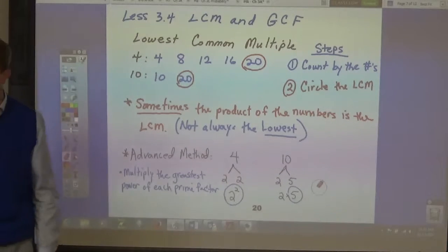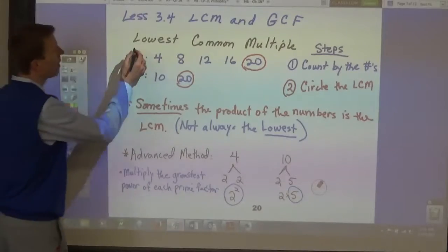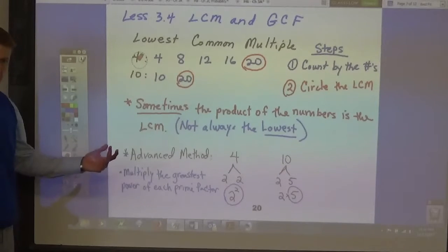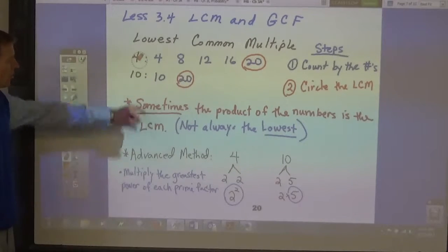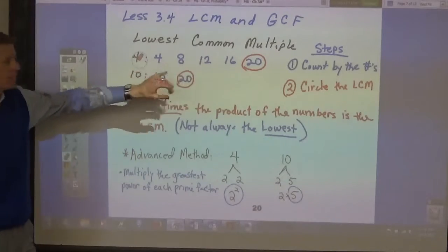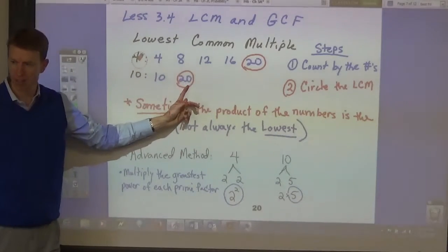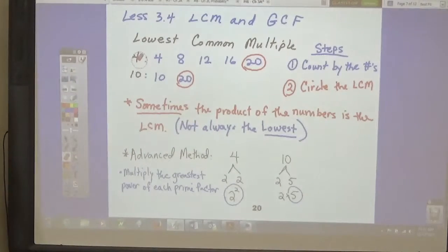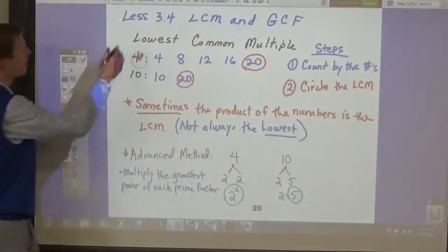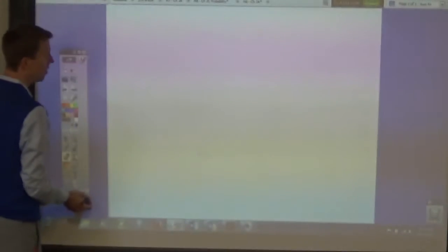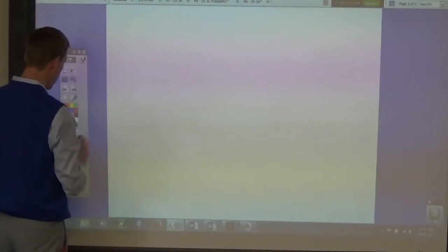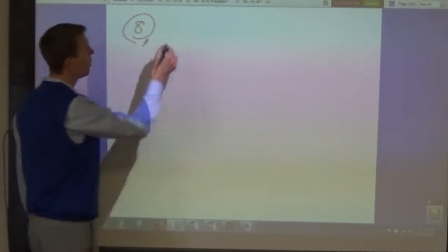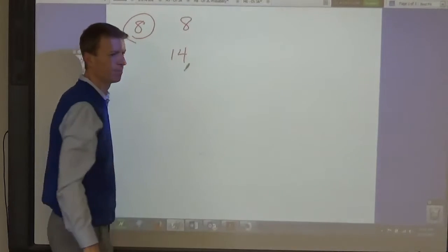You get multiples? Yeah. So if it says, what is the lowest common multiple of two numbers? One way to find the lowest common multiple is to write out a list of the multiples and circle the first one that they have in common. Pretty simple, right? So, for example, the first one on your assignment, which is number 8. The lowest common multiple of 8 and 14.